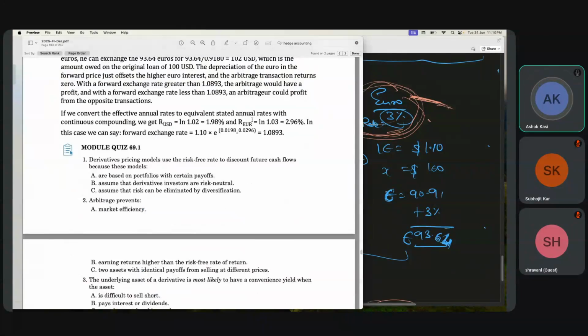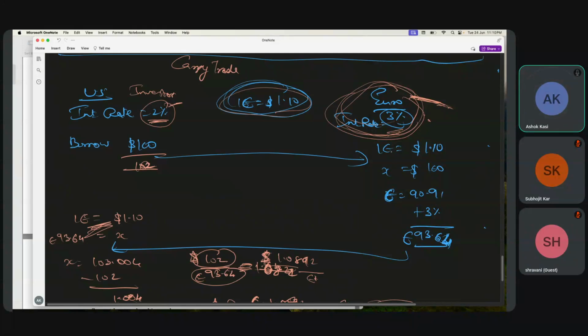This is not required as such. Nobody is going to ask you this. We have already done forward exchange rate. That much, if you stick to it, is fine.